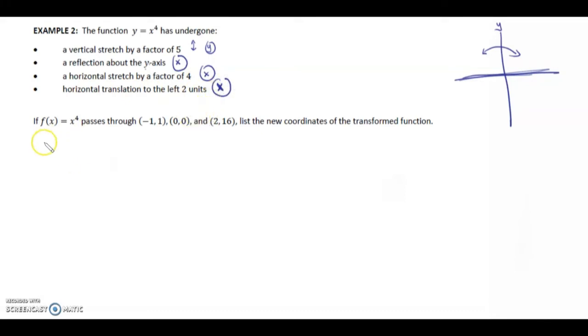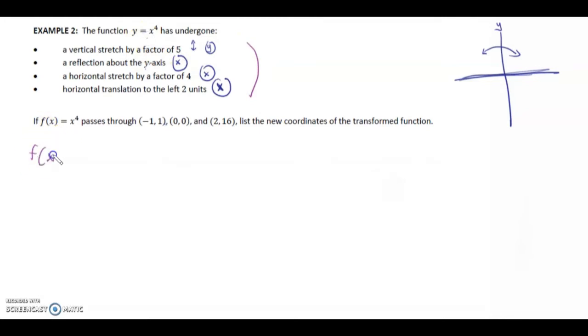Okay, so the question asks, if f at x equals x to the 4 passes through these 3 points, list the new coordinates of the transformed function. So this has more than one step here. I would first write an equation for these transformations on x to the fourth.